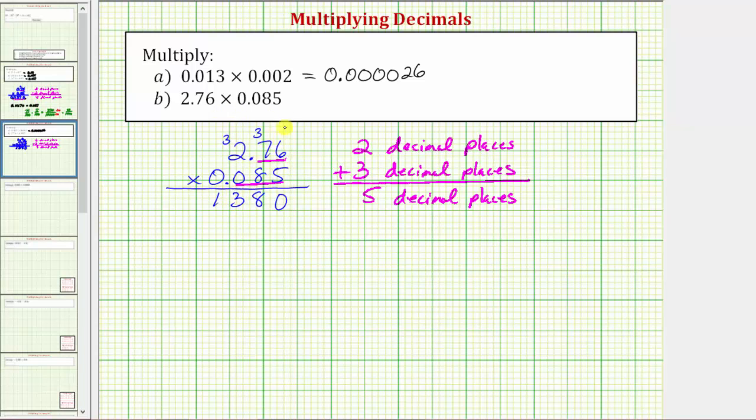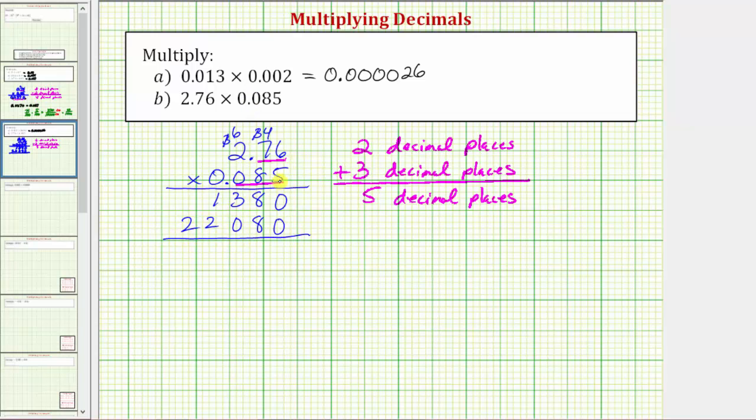Now we multiply by 8, but we first place a 0 in the first column. 8 times 6 is 48. Perform an exchange with the 4. 8 times 7 is 56, plus 4 is 60. Perform an exchange with the 6. And finally, 8 times 2 is 16, plus 6 equals 22.